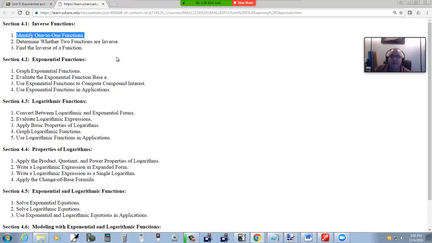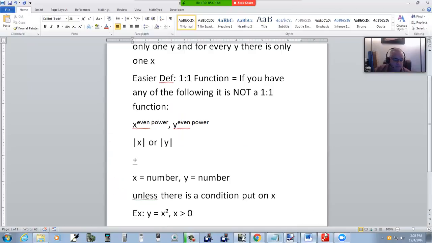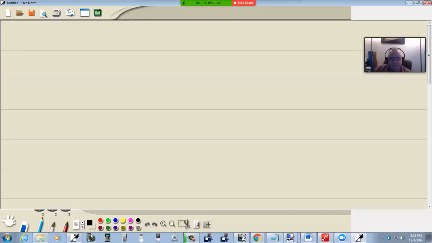So identify one-to-one functions. If the question was whether these are one-to-one functions, we got y is equal to x squared minus 2. The fact we have an even power means no, this is not a one-to-one function. If we got y is equal to x to the third minus 3, here, this would be a one-to-one function because we don't have an even power, don't have the absolute value of anything, don't have the plus or minus.